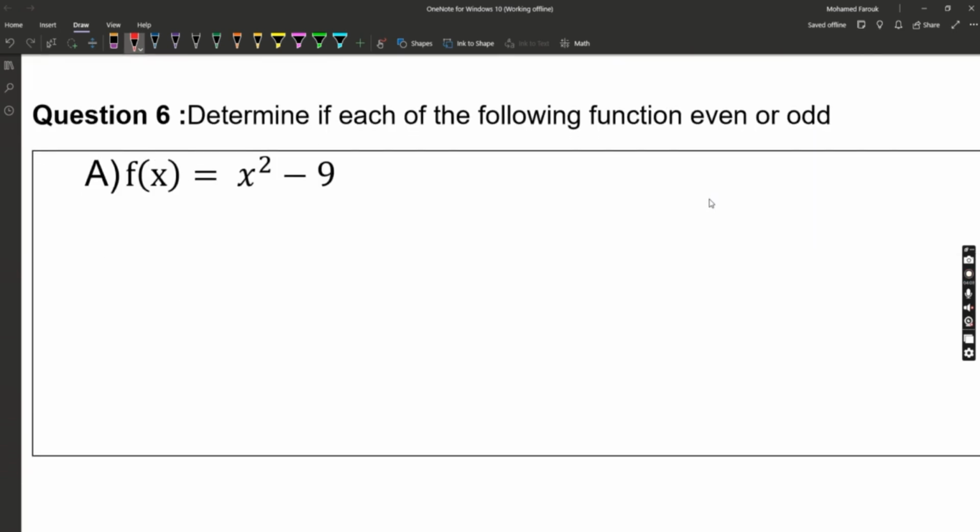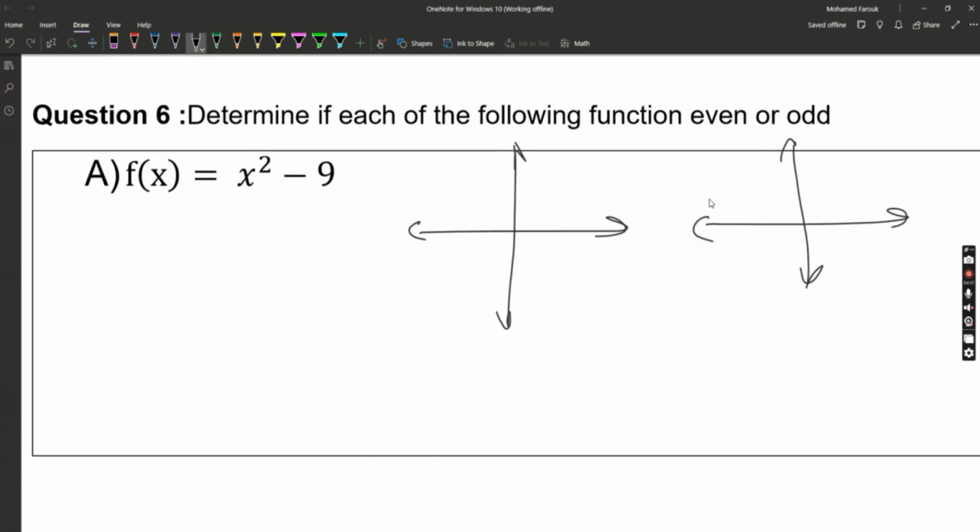This one we need to determine if a function is even or odd. At first, we need to recap something. Do you remember at the graph when a function is even and when a function is odd? If you have your function symmetrical about the y-axis, it will be even.